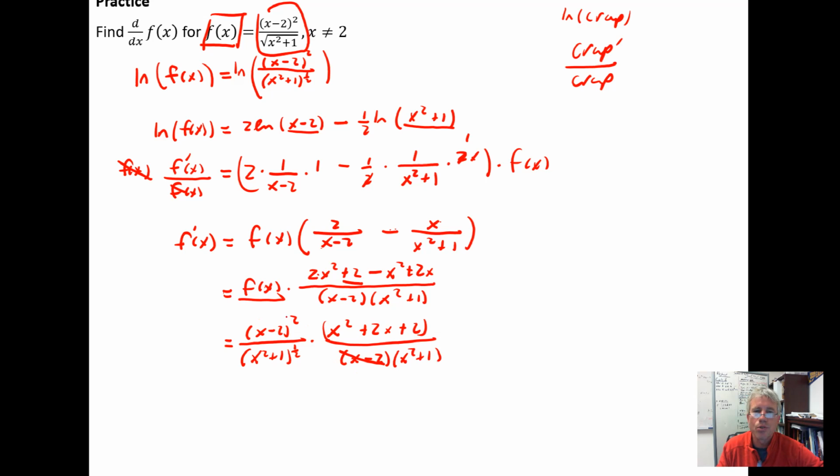And this x minus 2 is going to kill one of those. So this equals an x minus 2 times x squared plus 2x plus 2 over, and in the denominator I'm going to have a base x squared plus 1 because both of these terms have x squared plus 1 and they're being multiplied. I'm going to have a base of x squared plus 1 sitting down here in the denominator, and this is to the half and this is to the 1. So a half plus 1 is 3/2. So the base x squared plus 1 will be raised to the 3/2 power.